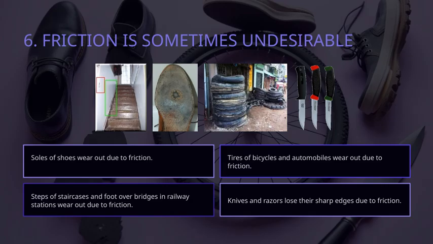For example, the soles of shoes wear out over time because of constant friction with the ground. Similarly, in places like railway stations, the steps of staircases and footbridges experience wear and tear due to friction from foot traffic. It's also interesting to note that tires on bicycles and automobiles gradually wear down as they roll against the road, again because of friction.